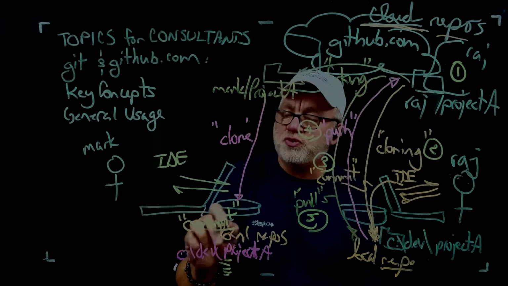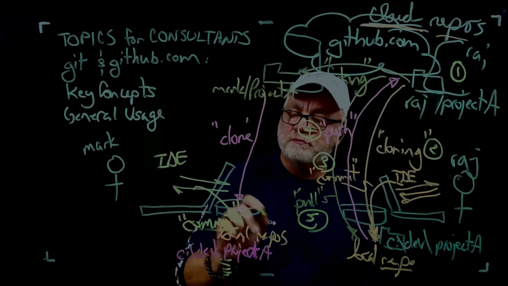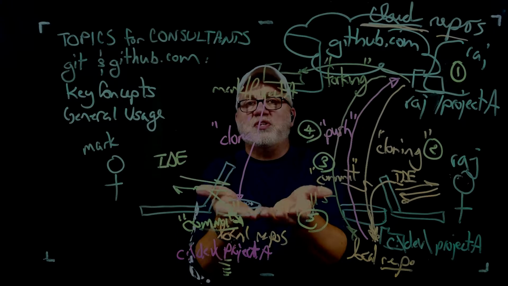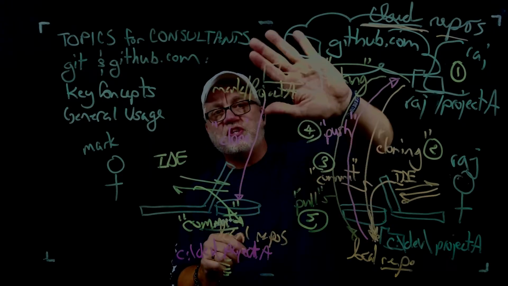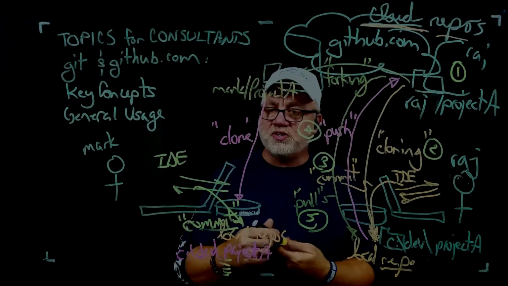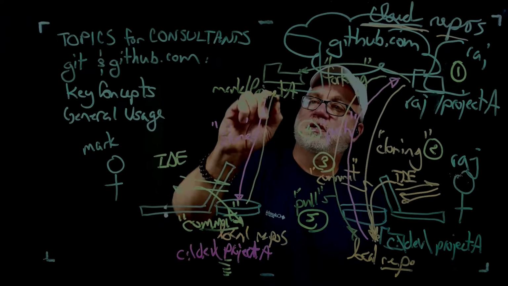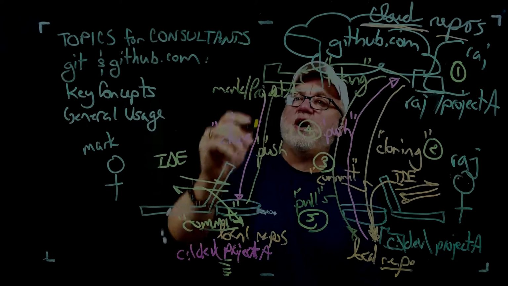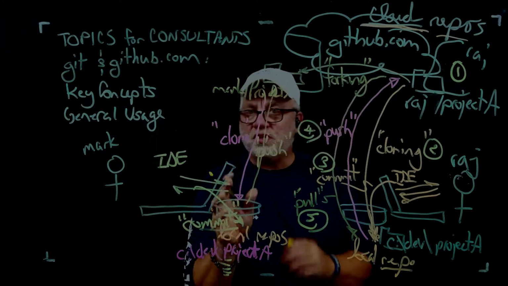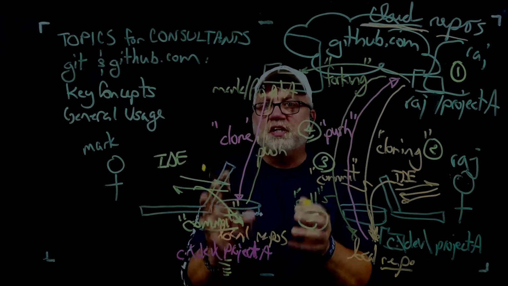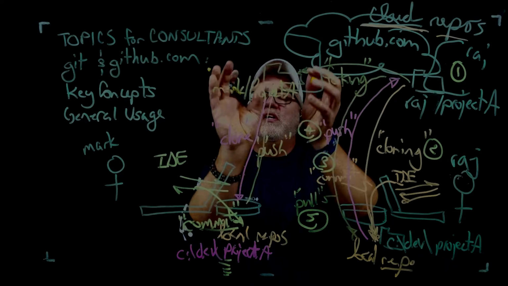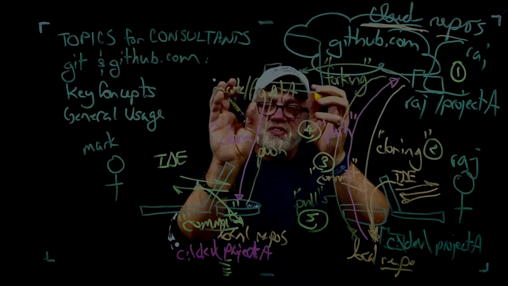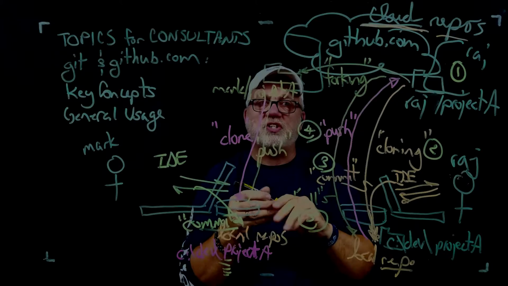When Mark commits those changes locally, now he wants to try to merge those changes. He wants those changes back up inside the cloud. Mark is going to do something called a push. And now Mark has all of the changes that he made locally now exist up inside his cloud repository of Project A.